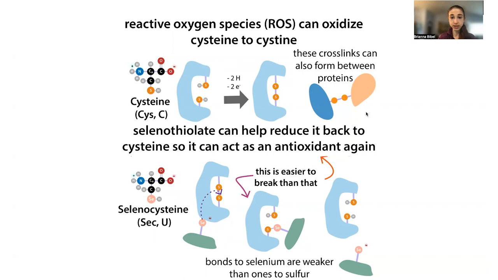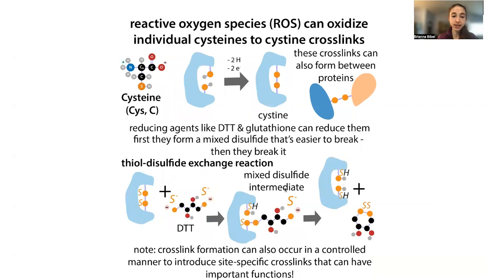Thioredoxin is a protein that does thiol-disulfide exchange reactions. This is showing you DTT, but in thioredoxin you basically have a protein instead of the small molecule, where you have two of these sulfurs. In their reduced form, they're able to break up this cysteine bond, this cross-link. They break it up, and then they become cross-linked themselves.